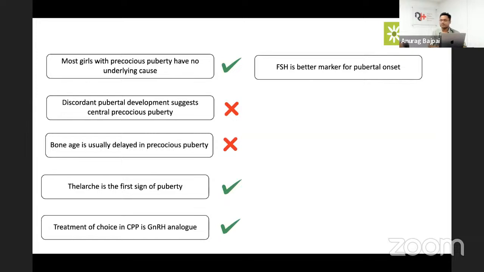So the next question is, is FSH the better marker of onset of puberty, or LH? So is FSH a good marker? It's the LH which is a better marker in that regard. Next.